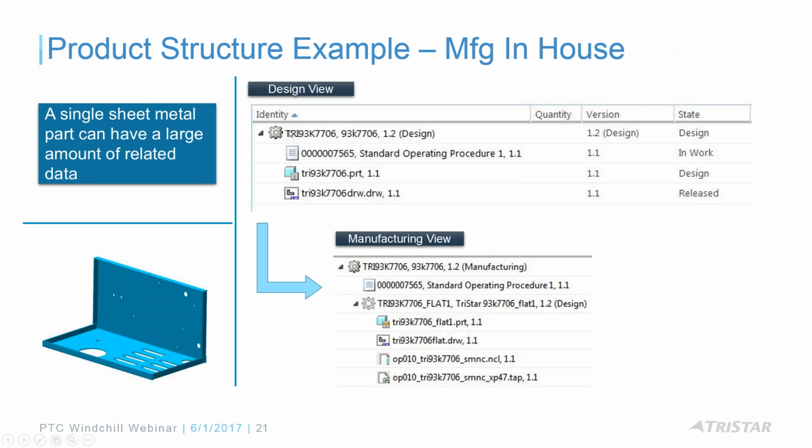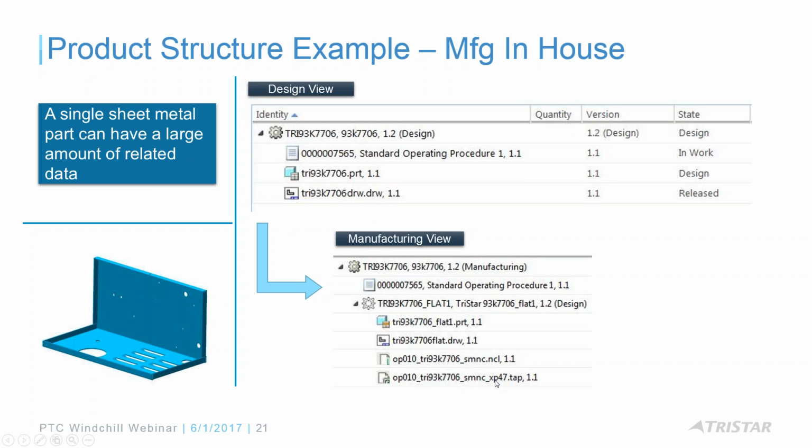Another example is manufacturing internally, where a single sheet metal part needs to be represented by some manufacturing data. In Windchill, I can have my internal part number linked to a Creo model, maybe the flat state, a drawing of that part, maybe an SOP document. But for manufacturing, I might also want to attach some manufacturing information. And these are some Creo manufacturing files.